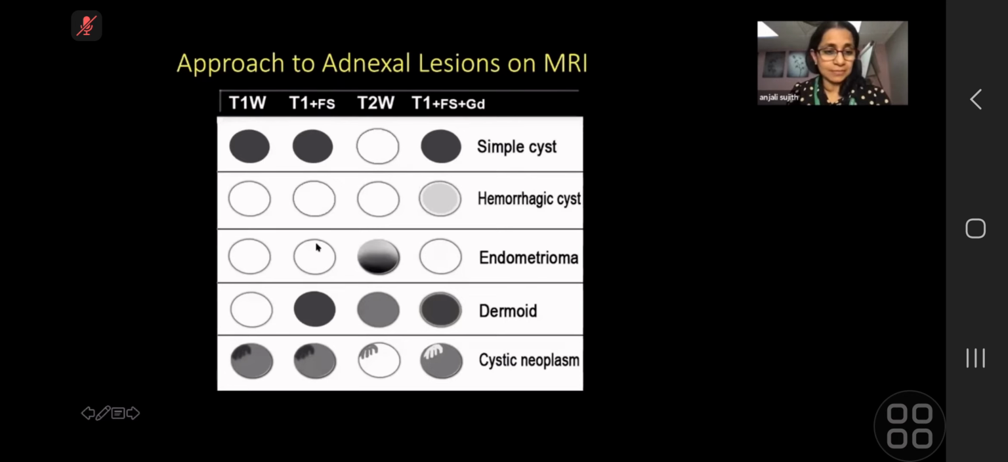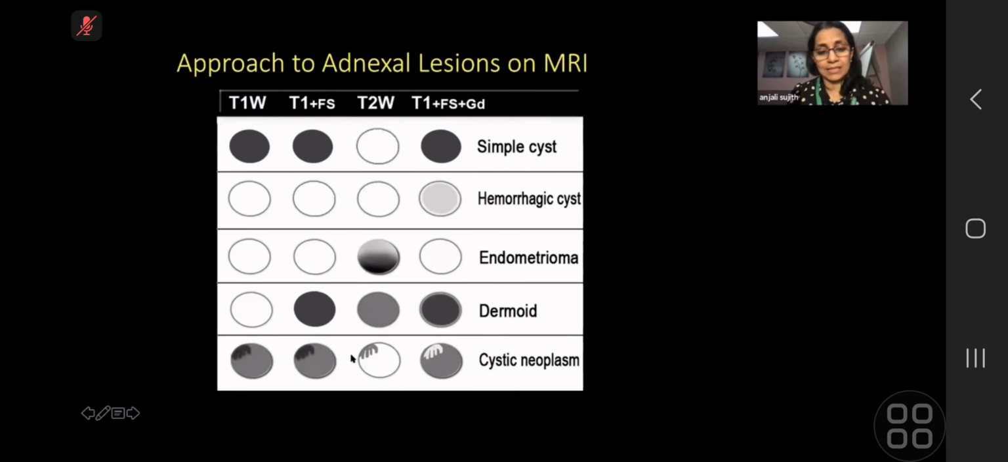An endometrioma will be bright on T1 and remains bright on T1 fat saturated, will be of low to intermediate signal on T2, and there will not be any enhancement. Whereas a dermoid, because of its fat content, will be bright on T1 and it suppresses, becomes dark on T1 fat saturated image. It doesn't mean that the entire lesion has to become dark. It's only the fat component that gets suppressed and becomes dark. And on T2 weighted, it is of intermediate signal and it will not enhance.